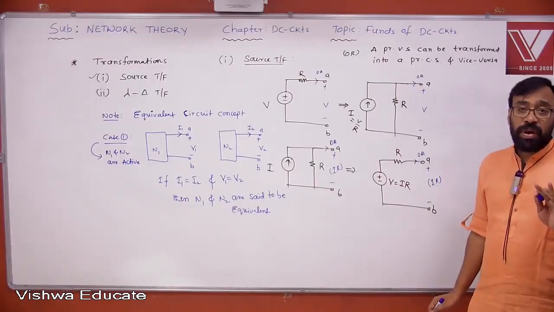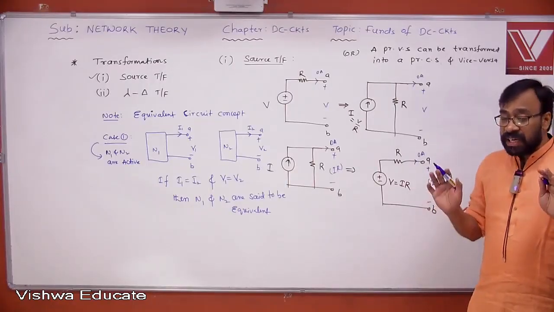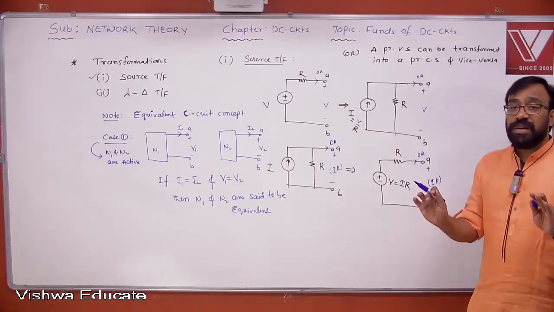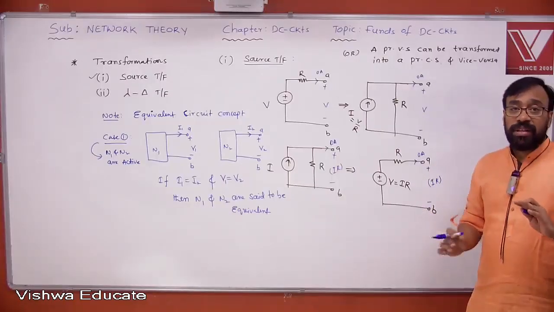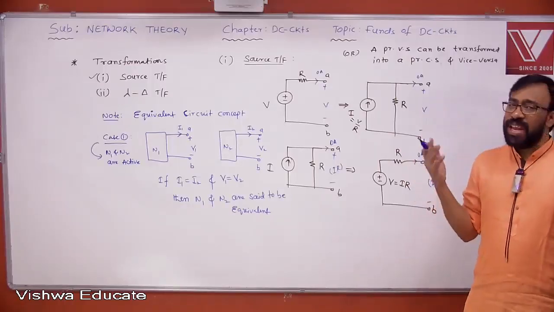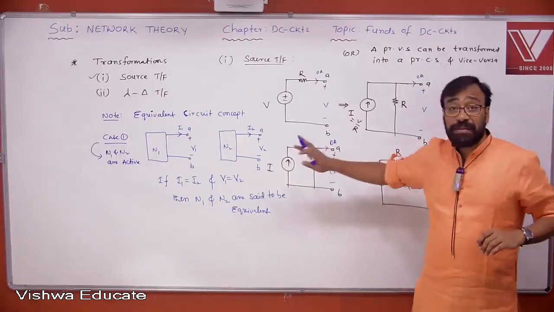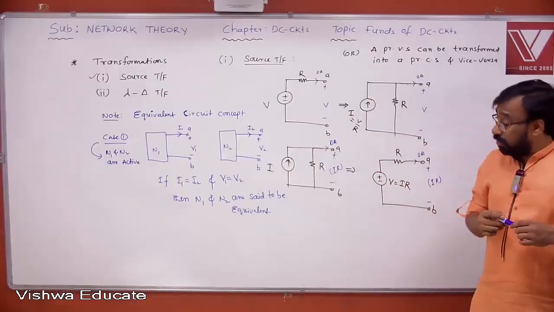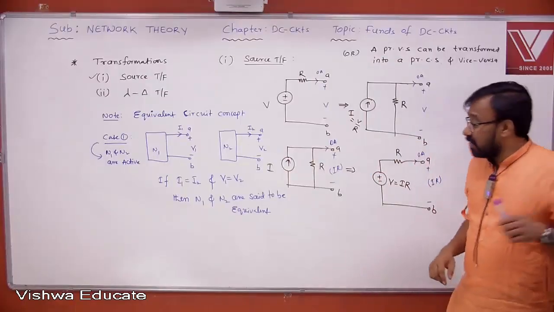From the exam point of view also, he is giving literally two networks and giving a statement that the given networks are equivalent. Then find I, find R, find V, find X. Like that he may ask you any question. But the concept is same, I am telling you. Now, another case.